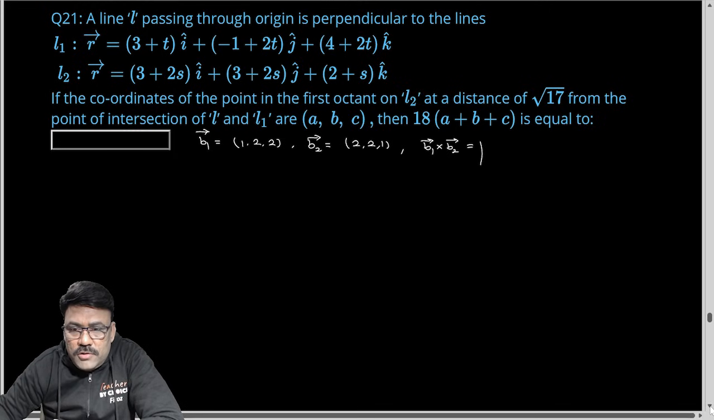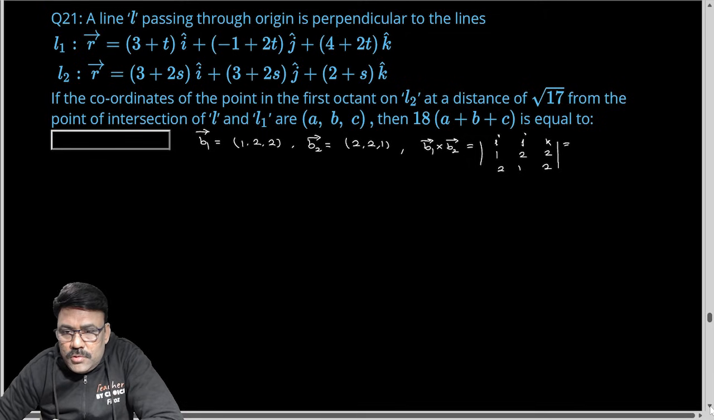b1 cross b2 is what? The determinant with i, j, k, then 1, 2, 2, then 2, 1, 2. Let's expand it. With i you are getting 4 minus 2, so 2i. With j you are getting 2 minus 4, which is minus 2j, meaning plus 2j after the sign. And with k you are getting 1 minus 4, so minus 3k.